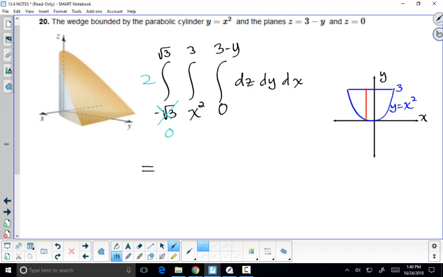So then, let's ask ourselves, can we collapse any integral? No, not in this case. So we have 2, integral 0 to square root 3, and then this one, x squared to 3. Integrating dz, there's nothing in there, so we get the length of the interval.